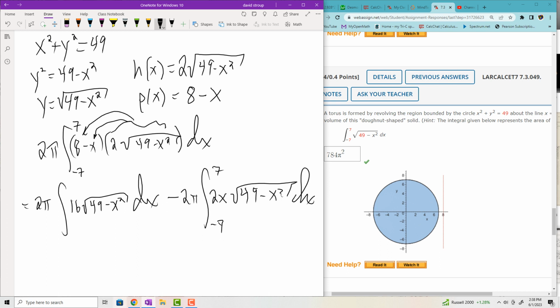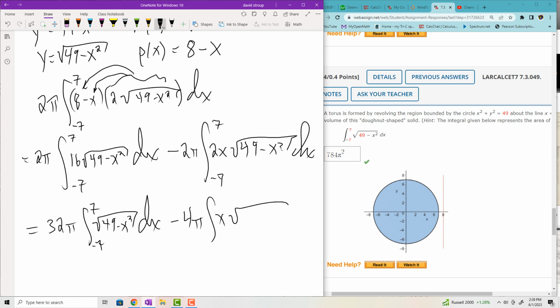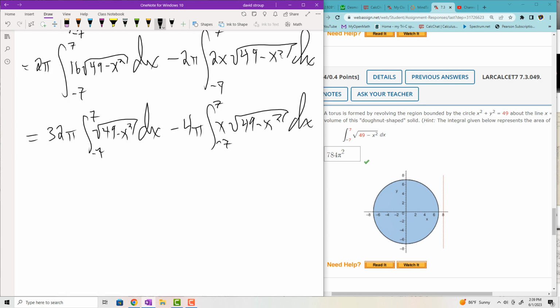Okay, so the first integral maybe is still a bit of a mystery. We can factor out the constant. Let's clean it up a little bit then. So we get 32 pi integral from -7 to 7 of the square root of 49 minus x squared dx. And then the second integral, minus 4 pi integral of x square root of 49 minus x squared dx, going from -7 to 7.